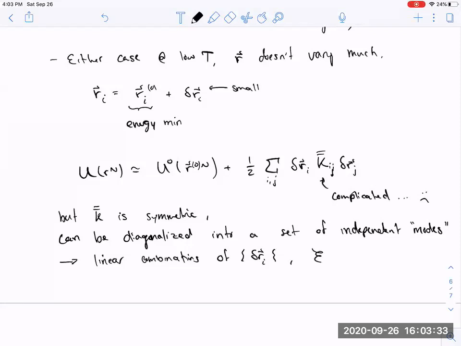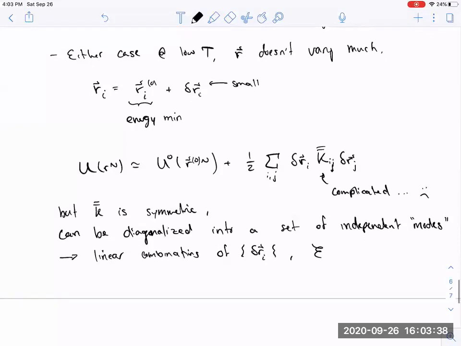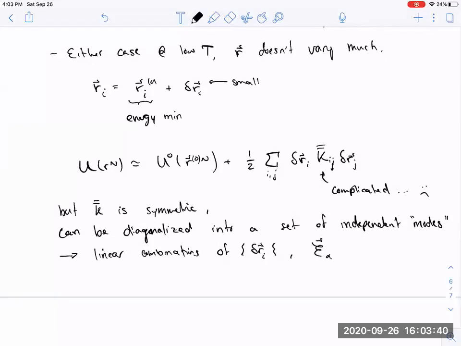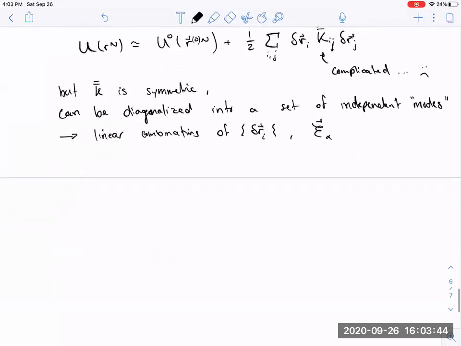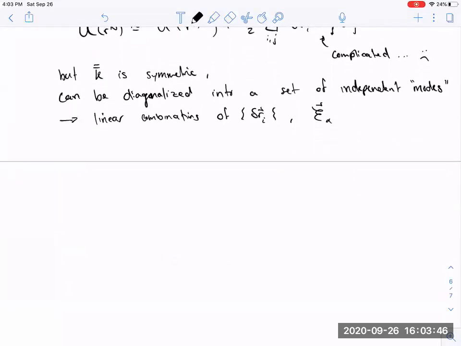And let's call those linear combinations C alpha, for the alpha normal mode. Written in terms of those normal modes, the total energy, potential and kinetic, has a simple structure. They're all independent, so I can sum the energy from 1 to 3n.